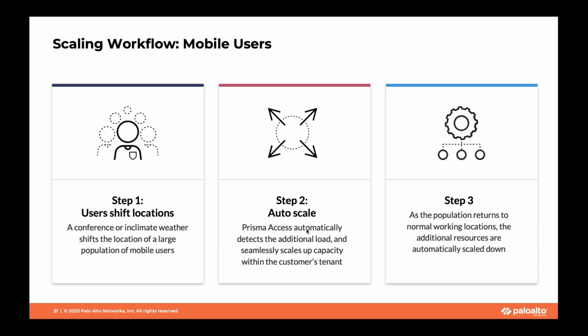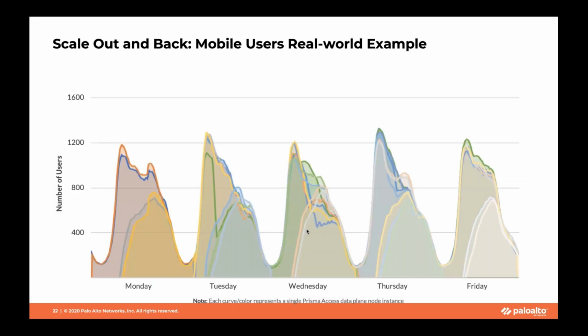Okay. So here in this slide, we see that each curve, each color, represents a data plane of Prisma Access. So if there are additional workloads needed, additional data planes will be spun up, without any intervention needed by you as an administrator.